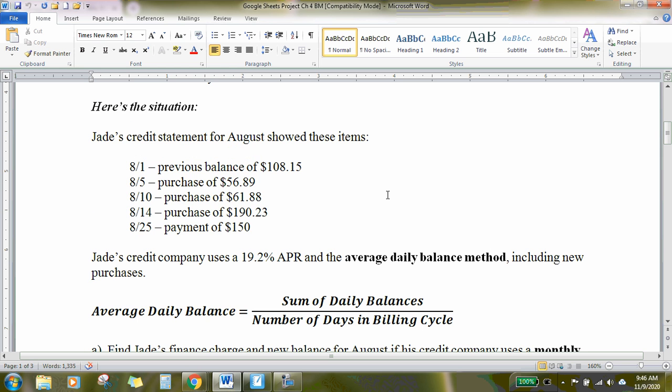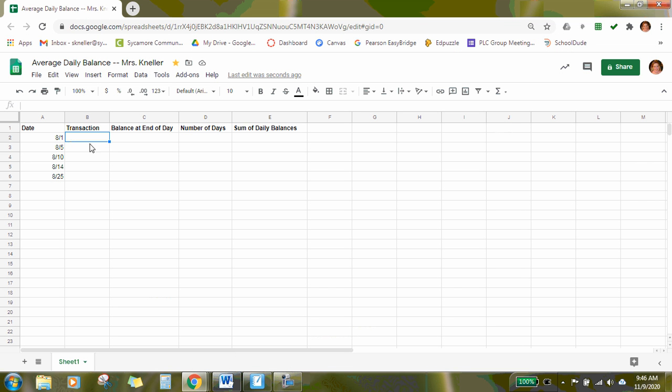Okay, so again, those are listed here. So if you're doing this on your own, you can pause the video, you could type all of those into the columns. All right, now when you type these in, don't put in the dollar signs, just do 108.15, and then when you hit enter, Google will auto align it. So 56.89 is the next one, 61.88, 190.23, and then 150 was the payment.